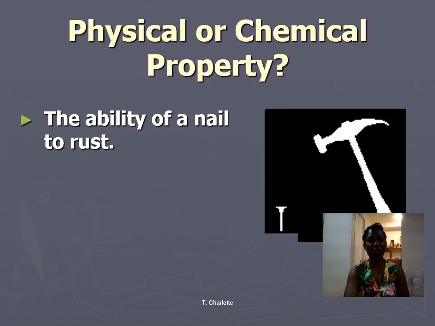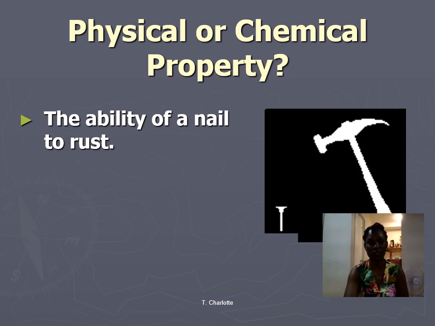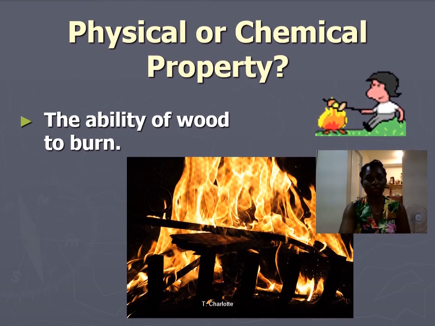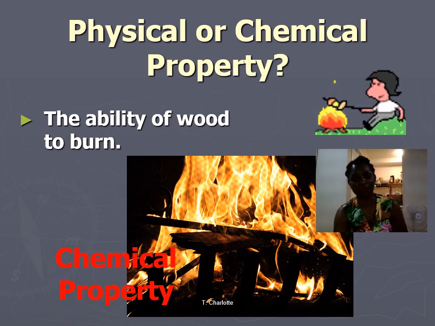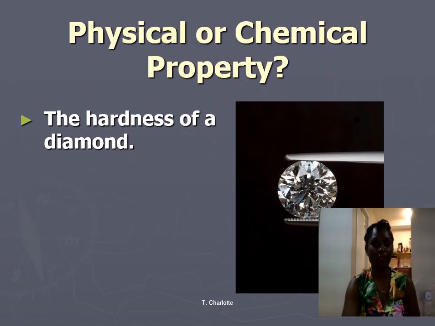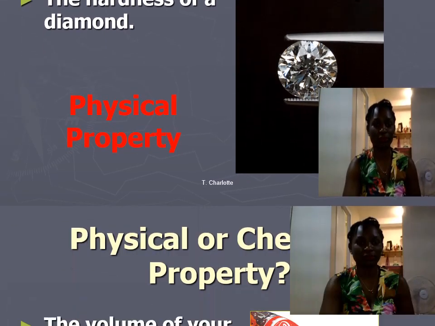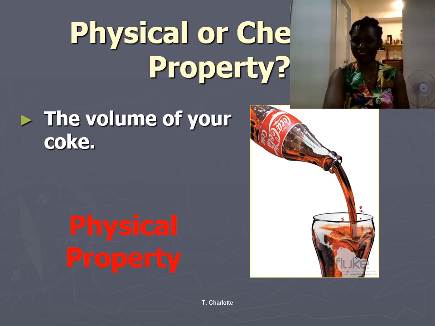The next one, physical or chemical? The ability of a nail to rust. What is that called? Chemical property. Correct. Physical or chemical property? The ability of wood to burn. That should be chemical. Okay. Hardness. That should be physical. Okay. Physical or chemical. That's the last one for you.